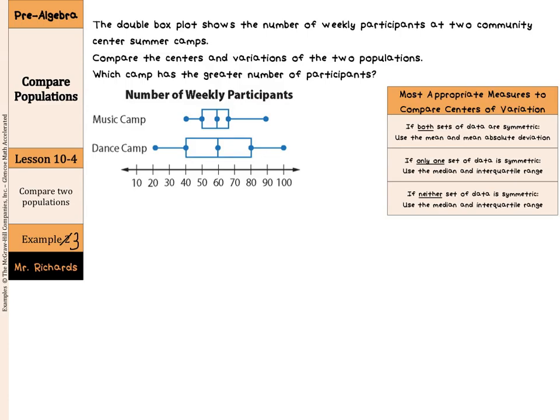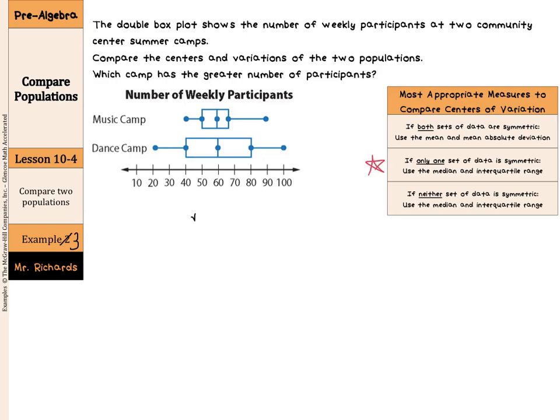Notice how this dance camp is very symmetrical. I mean, that's equal to that, this length's equal to this length, this is equal to this, so it's very symmetrical. However, music camp, this box is a little bit bigger than this box, this whisker is bigger than this whisker, it's not symmetrical. So we do have one set of data that is symmetric this time. However, we're still going to use the median and interquartile range in order to compare these.